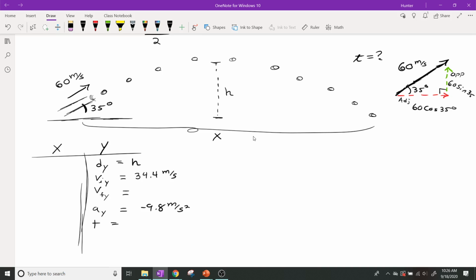How many of y'all want to do negative 34.4? Okay, we're going to do it that way then. All right, so the VFY is negative 34.4 meters per second. Okay?